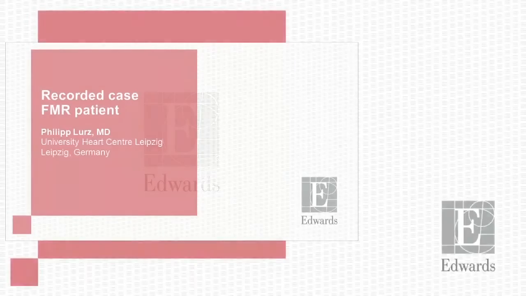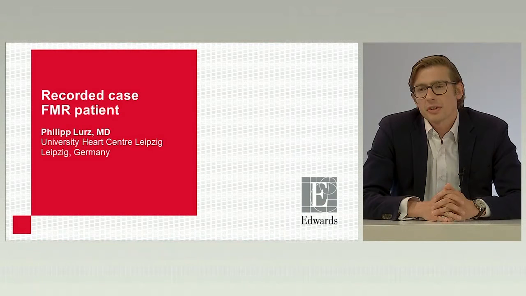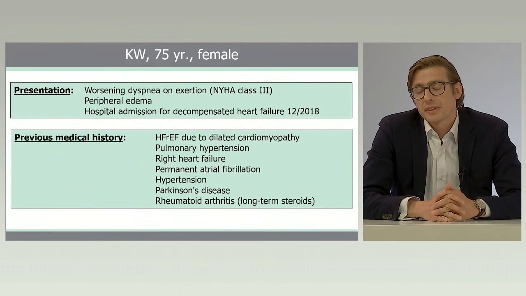So as you've just heard, the second case will be an implant in a patient with functional mitral regurgitation. That case certainly has some complexity to it. It involves several different approaches to grasping, and we will discuss that throughout.